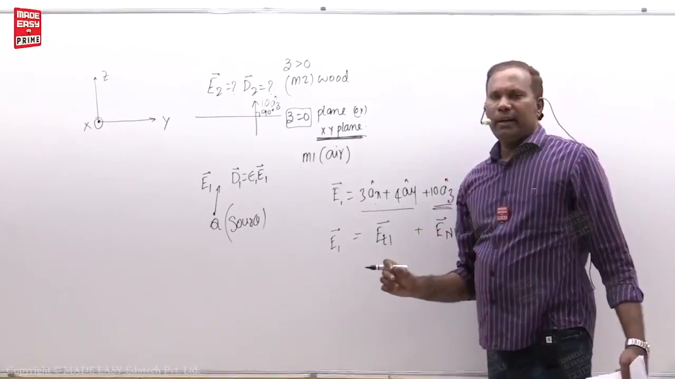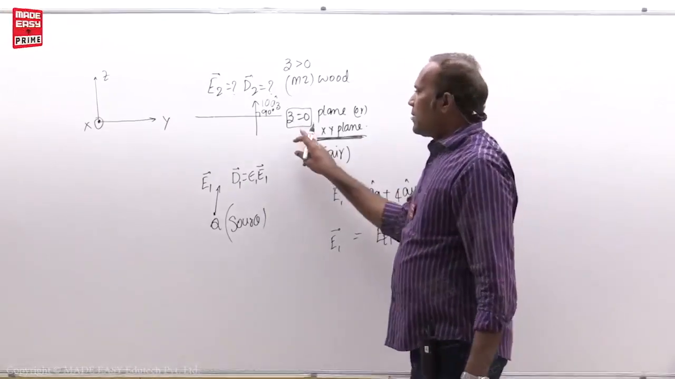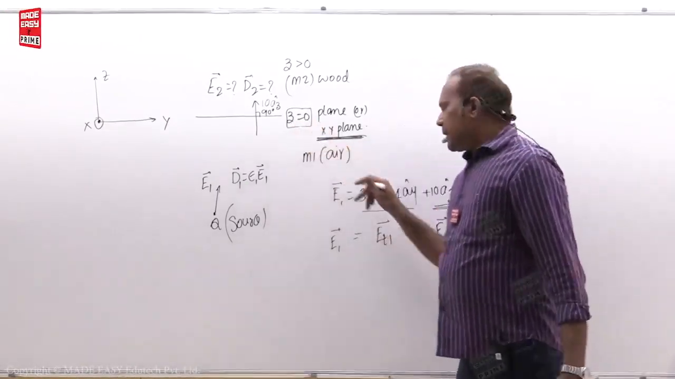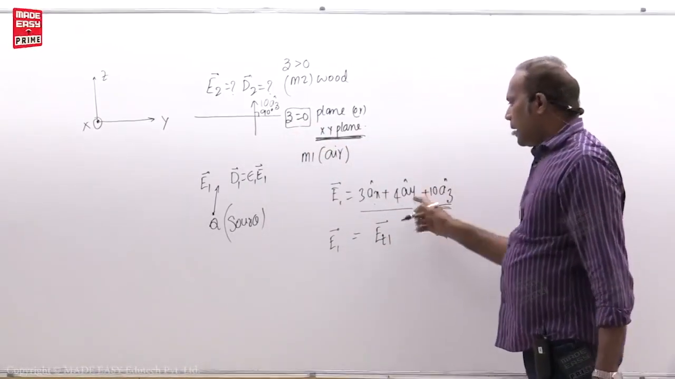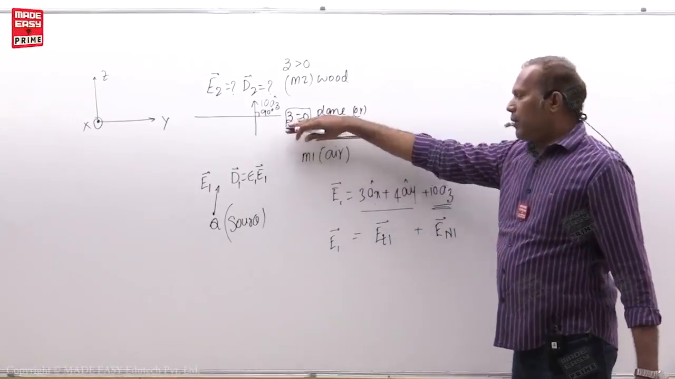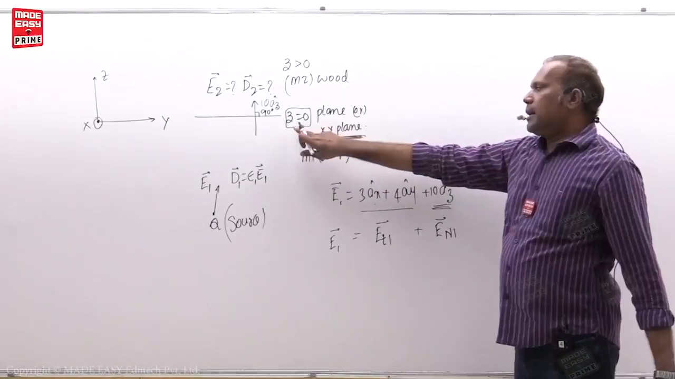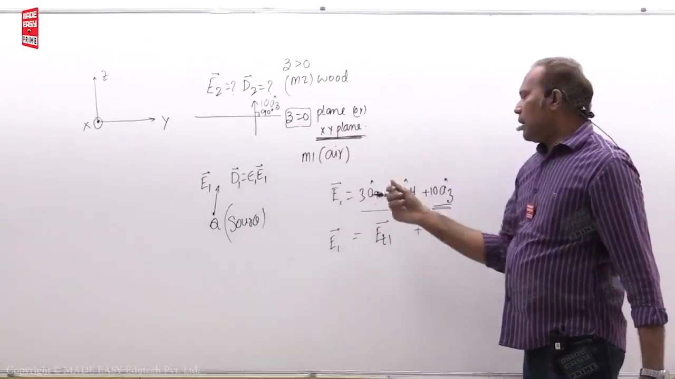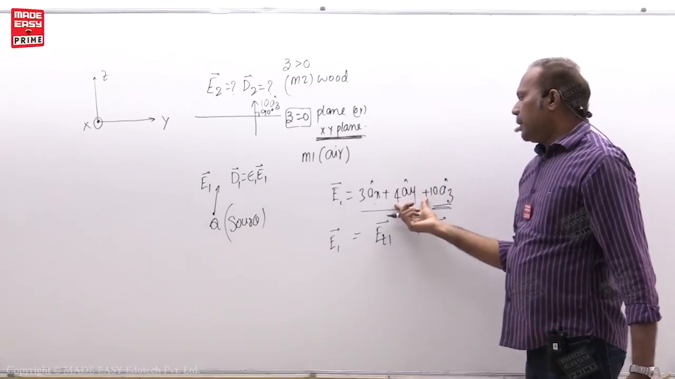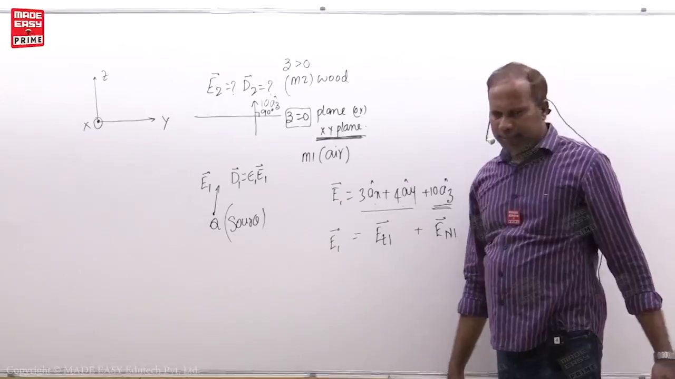Now how to find the normal component and tangential component? In the examination, if z equal to 0 boundary is given, then the z component is the normal component, others are tangential components. If x equal to 0 boundary is given, the x component is normal, others are tangential. If y equal to 0 boundary is given, the y component is normal, then x and z are tangential components. In that way you have to find.